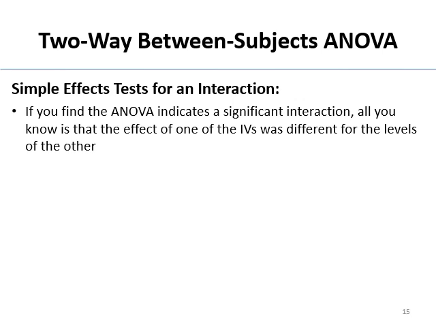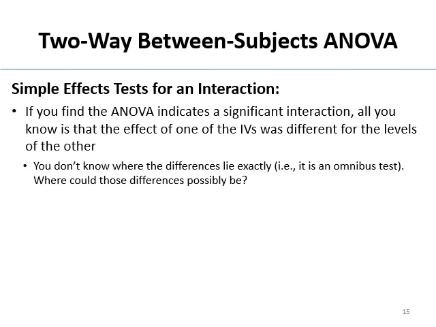So if you find the ANOVA indicates a significant interaction, all you know is that the effect of the one IV is different at the levels of the other IV. That's all you know. So this kind of wording should start to sound familiar after a while. It's an omnibus test, right? You just know, okay, there's some sort of interaction here. What is it? So you don't know exactly where those differences lie.